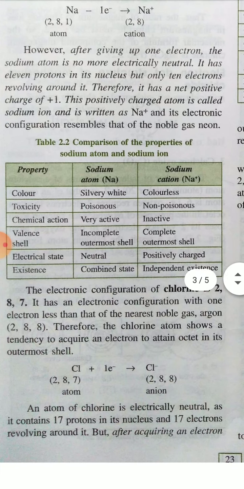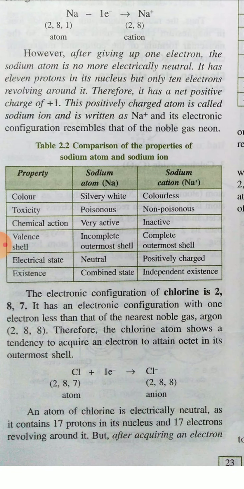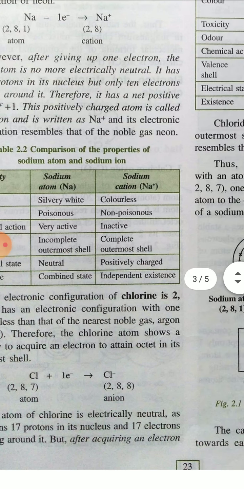Similarly, in the case of chlorine, the atomic number is 17. The electronic configuration is 2,8,7, so there are 7 electrons in the valence shell of chlorine. It will become stable after gaining one electron. So Cl easily accepts one electron to form the Cl- ion, the chloride ion, which has electronic configuration 2,8,8. That is more stable, with 8 electrons in the valence shell.